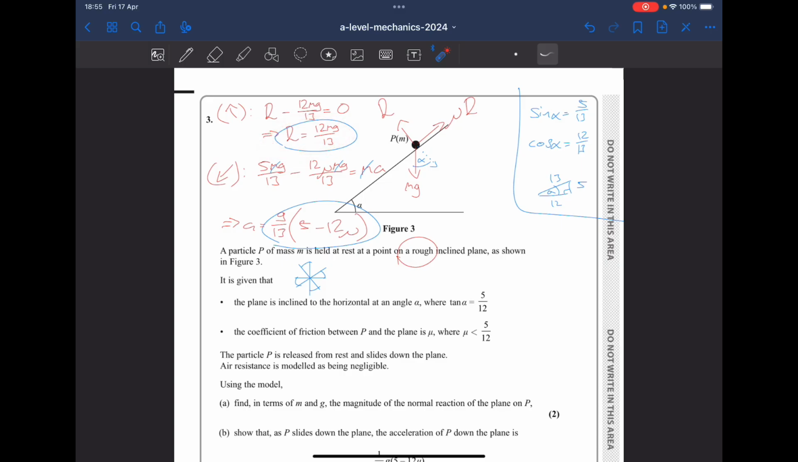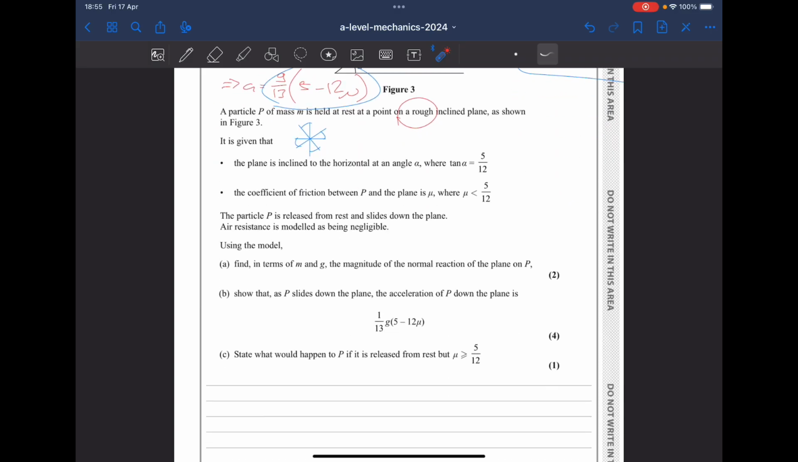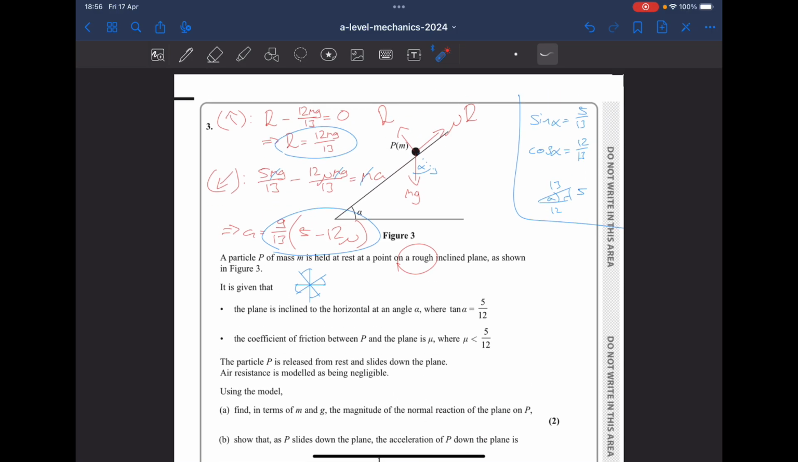But normally, yeah, find acceleration, or like in the pulleys ones, find tension. If you do that, you've normally done everything else. Last bit here then, part C. What would happen to P if it's released from rest but mu is bigger than or equal to 5/12?